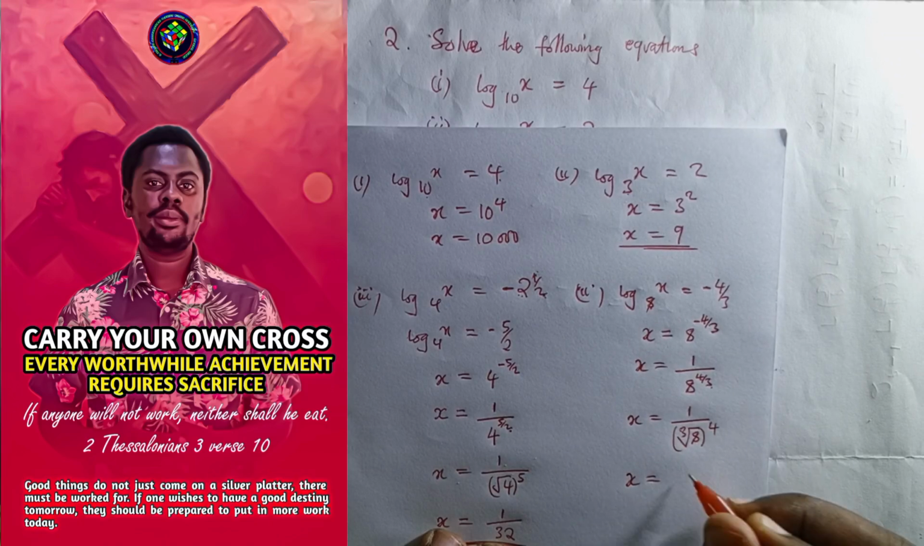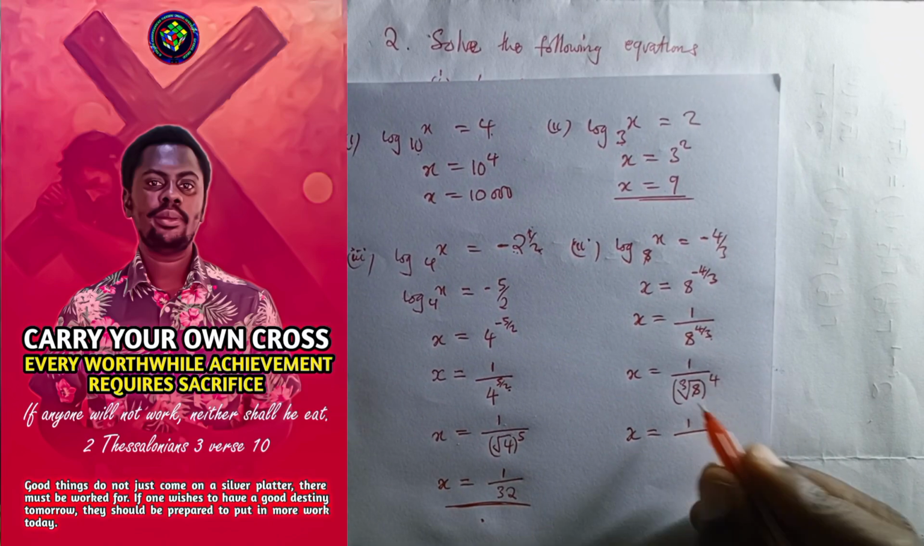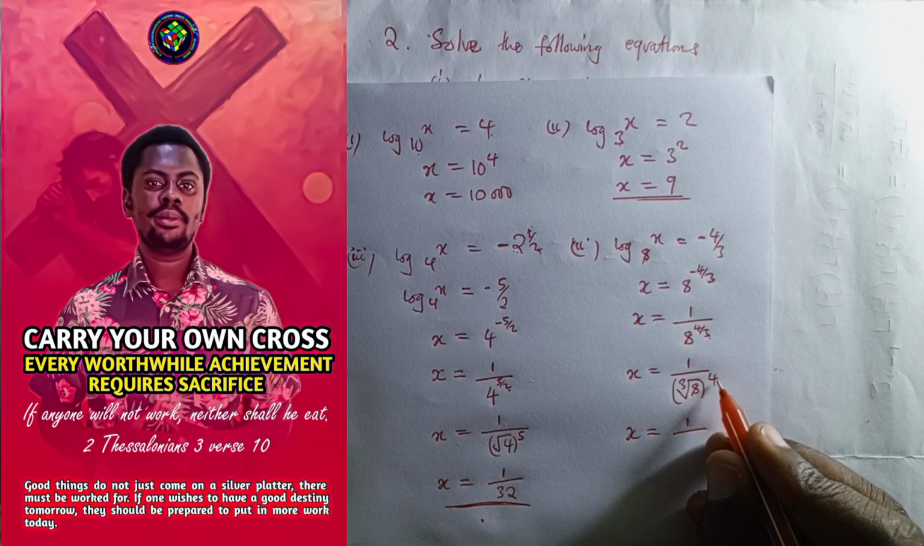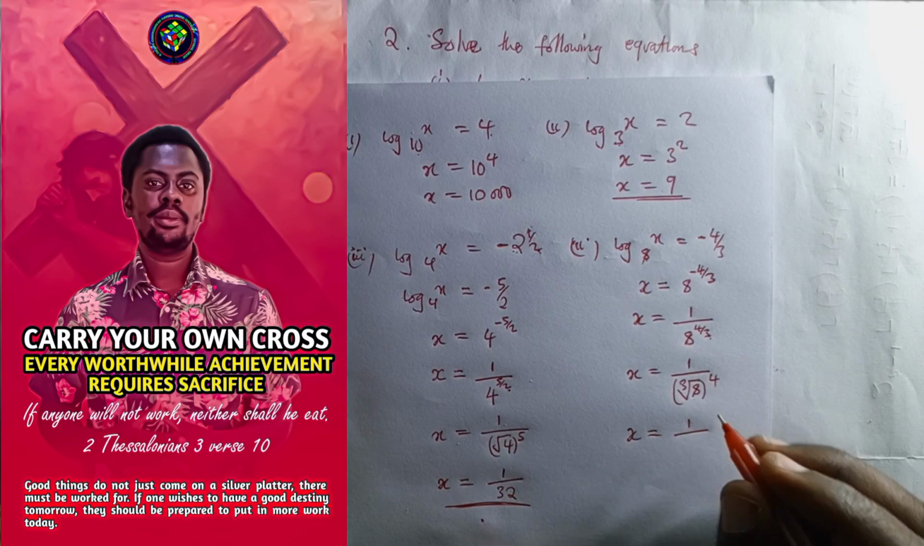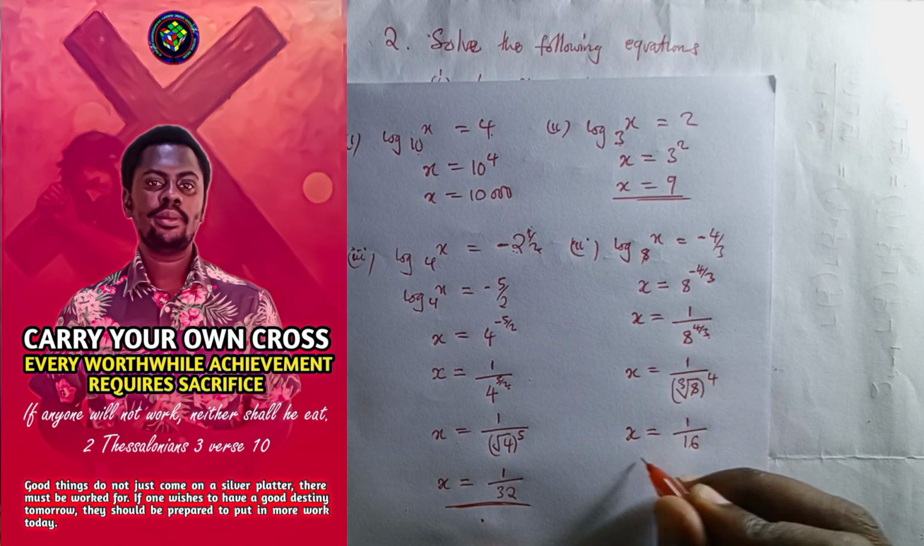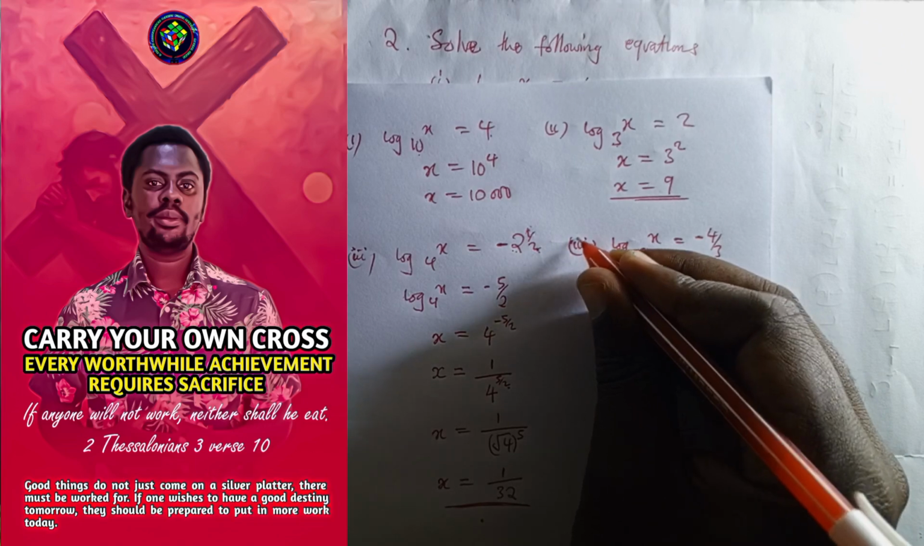So x is equal to 1 over the cube root of 8, which is 2, and 2 to the power 4, that is 2 times 2 times 2 times 2, you get 16. So this is 1 over 16. That is the answer.